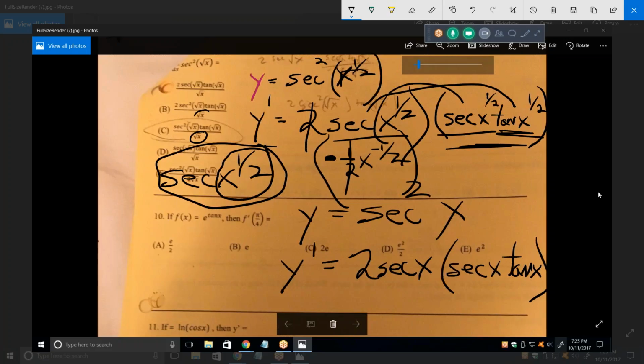Again, not complicated trig, complicated algebra. This is strictly an algebra problem. You don't have to know anything about trig. All you need to know is that secant of x to the 1/2 times secant of x to the 1/2 is secant squared of x to the 1/2.